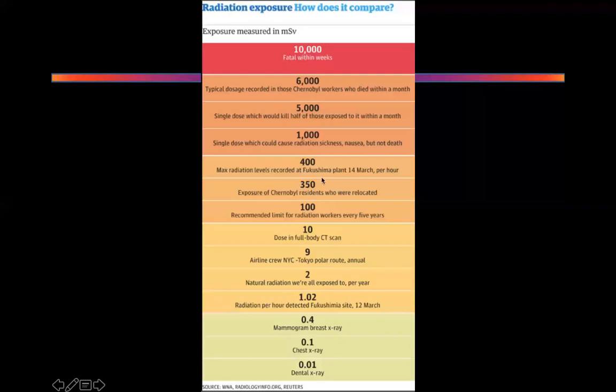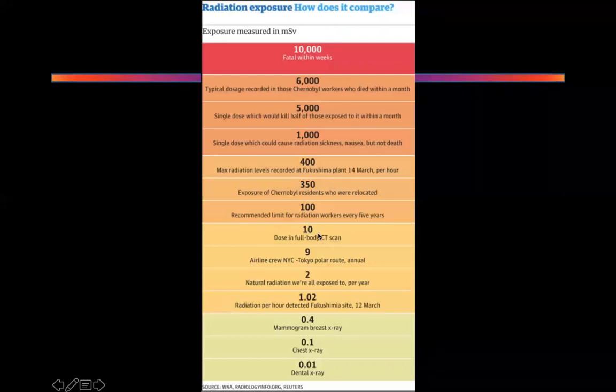Chernobyl accident was 350, so almost 35 CTs exposure was received by the Chernobyl. Even worse was the Fukushima. The Fukushima on March 14 per hour was exposing to 400 MSV. So you can imagine what is the level of radiation that these people got with the nuclear disaster. But chest X-rays lie right at the bottom, not 0.1 MSV. Most of us are exposed to natural radiation, which is 2 MSV per year, okay? So really a chest X-ray is quite safe.